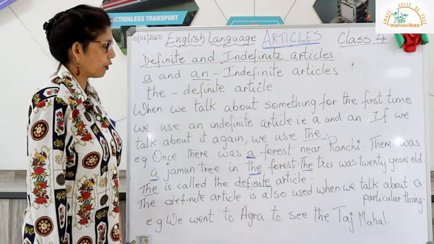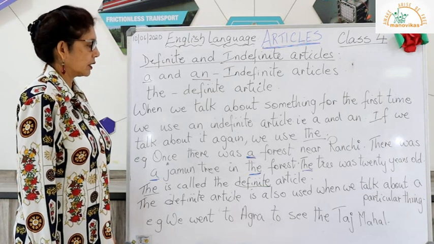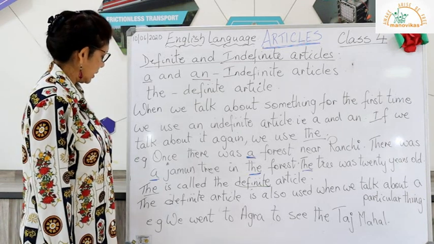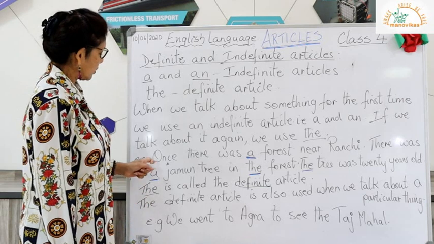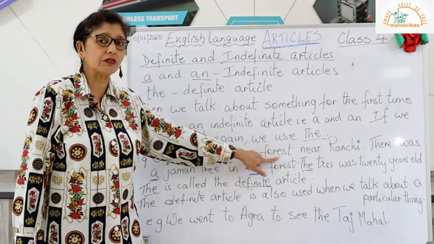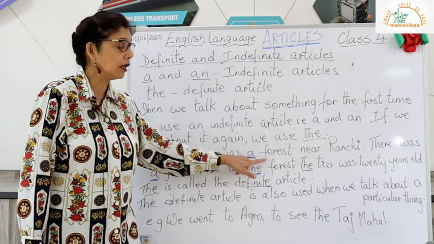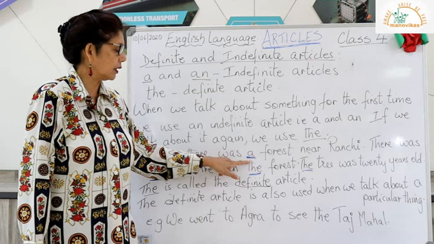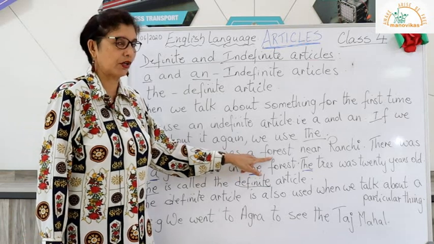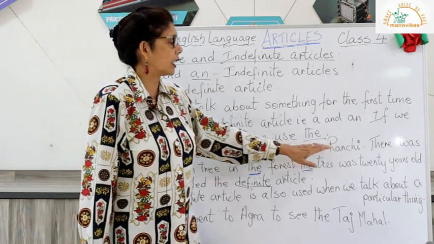Once there was a forest near Ranchi. There was a jamun tree in the forest. The tree was 20 years old. Now see here, once there was a forest. Now we are talking about this forest for the first time. So we write a forest. This being a consonant, we use a. So once there was a forest. We are talking about it for the first time. We use a near Ranchi.